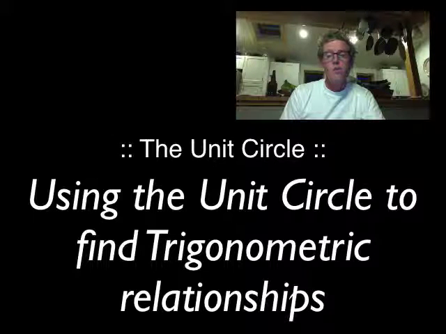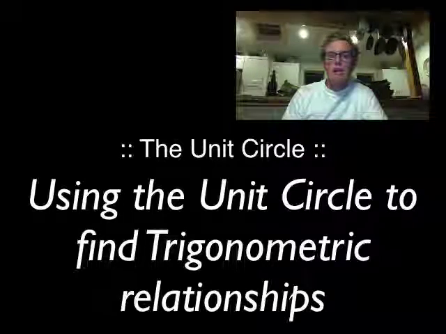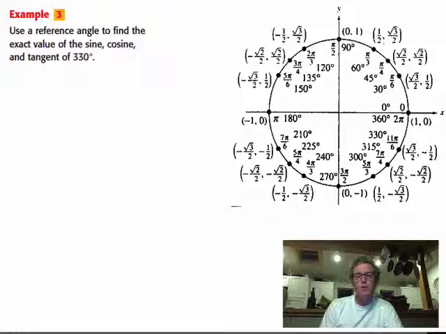For this video, we're going to do another example working with the unit circle and using that as a reference to figure out sine, cosine, and tangent for any degree within 360. In this example, using the unit circle, we're going to use a reference angle to find the exact value of sine, cosine, and tangent of 330 degrees.